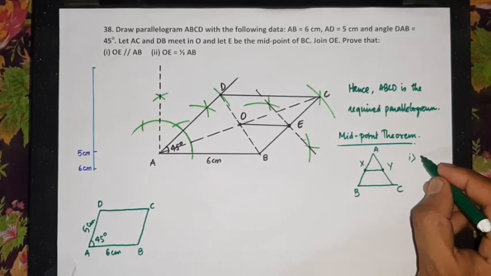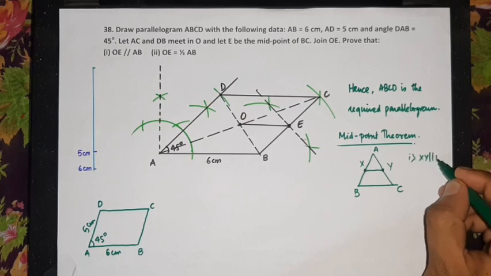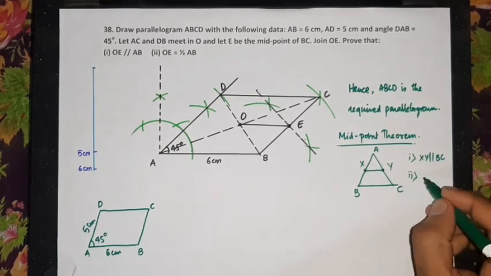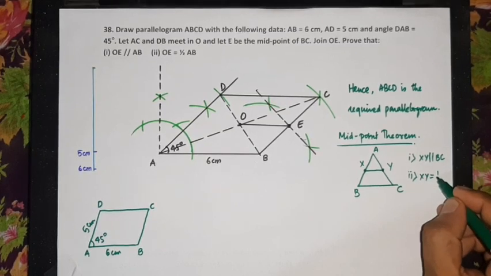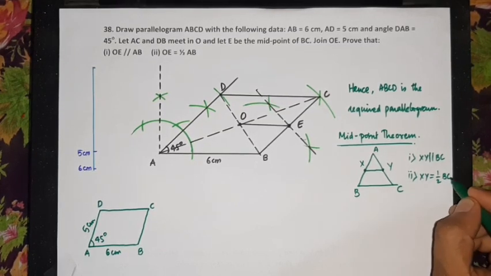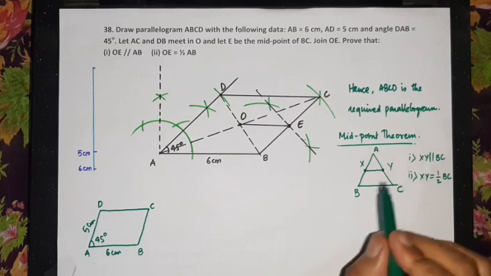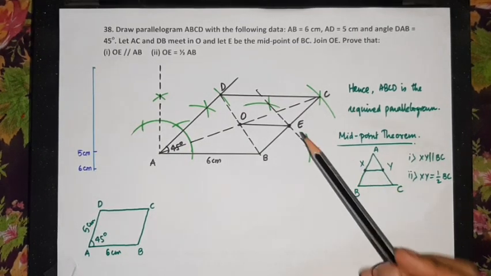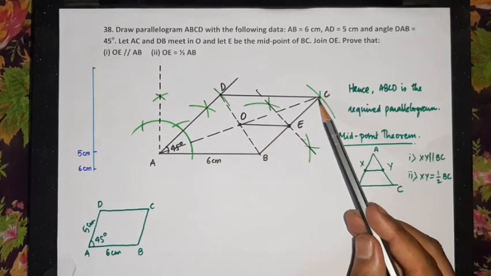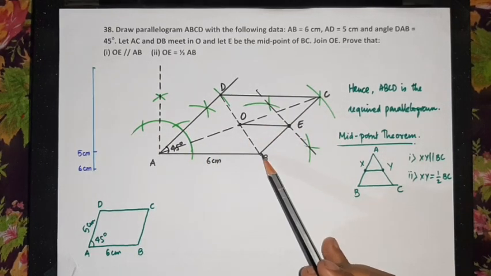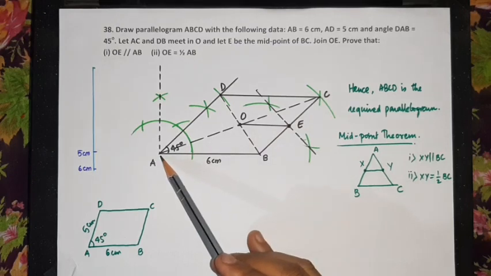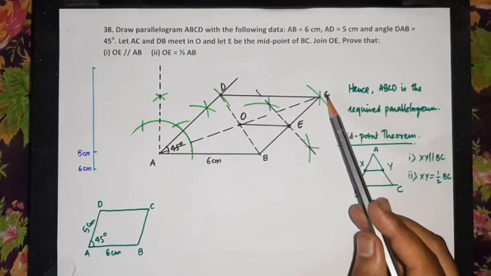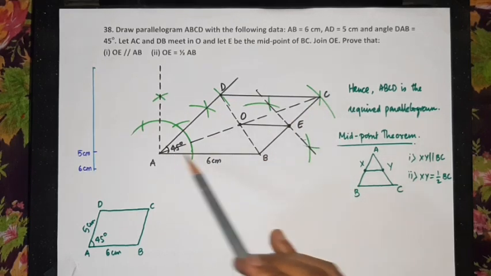So according to the midpoint theorem, there are two results. The first result says XY is parallel to BC. And the second part says XY will be exactly half of BC. So that's the result of the midpoint theorem. Now let us apply the same midpoint theorem in this particular triangle. We are looking at triangle CAB.